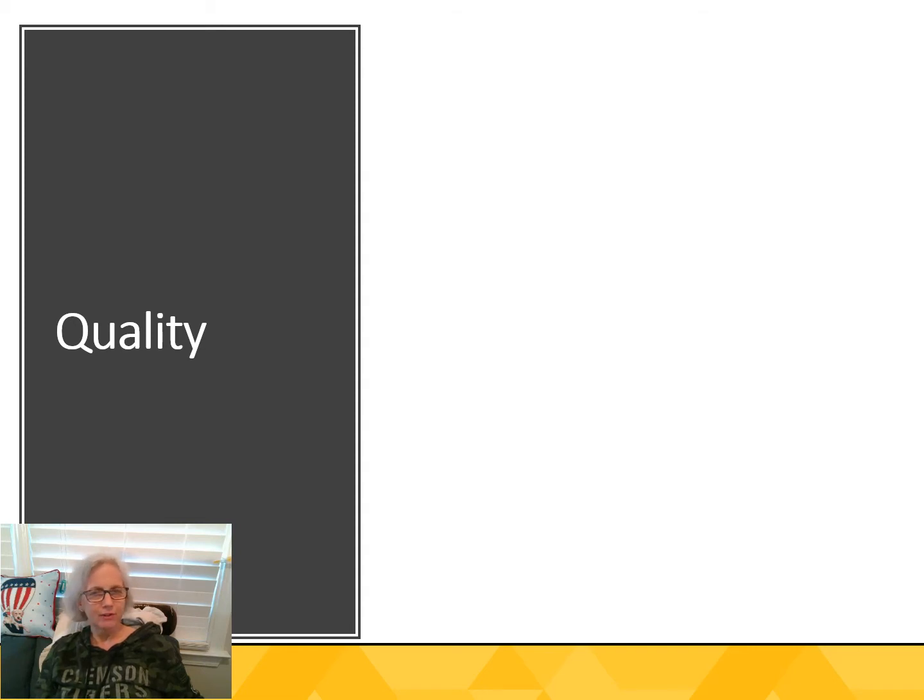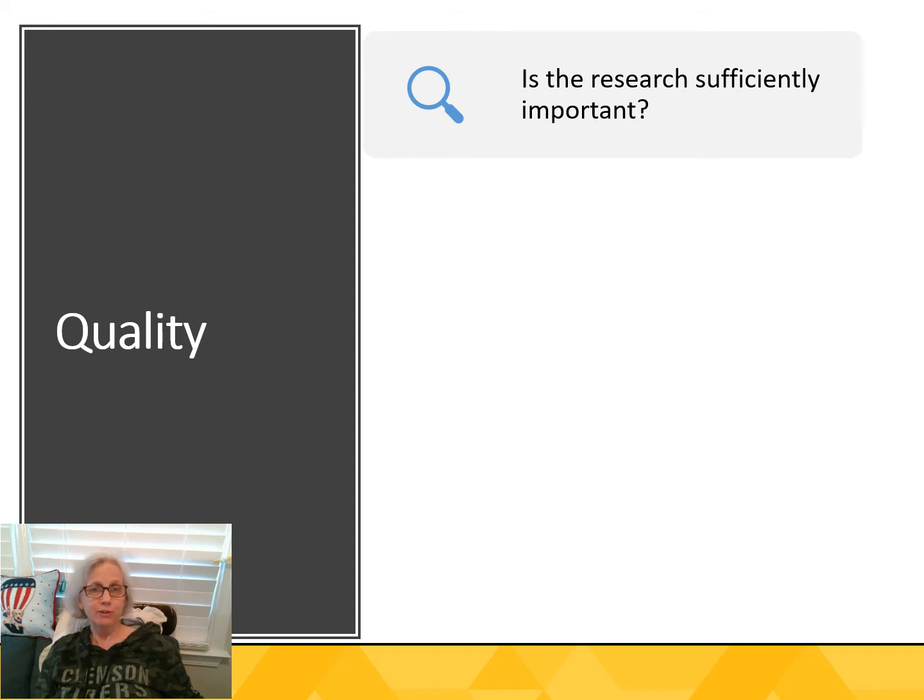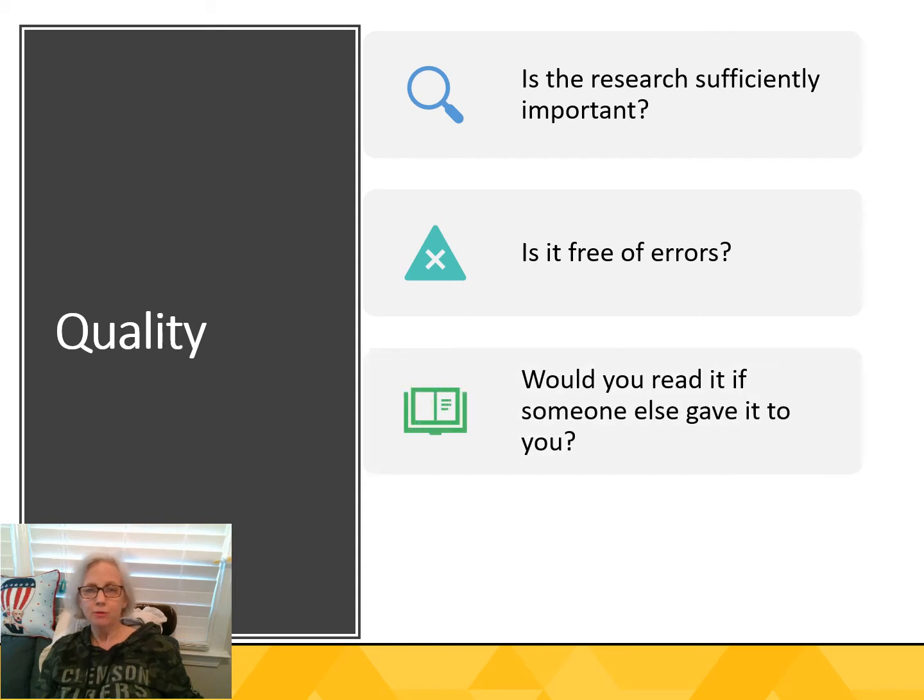Quality of the research is also an important consideration. Is the research important? Is it error-free? Here we again emphasize the importance of writing clarity and grammatical typo double-checking. Would you read the paper if someone else gave it to you and it was a topic you were interested in? If not, others are unlikely to read it too. Would it influence your work?